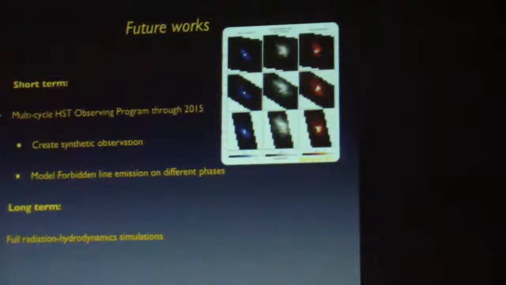To summarize and explain some future work: in the short term, we collaborated with some multi-cycle Hubble Space Telescope observation proposals for 2015, which will be the next periastron passage. They will produce maybe something like this, with the blue shifted, the low velocity, and the red shifted composite image of forbidden ionized lines. We can create some synthetic observations and try to model the lines in this way.